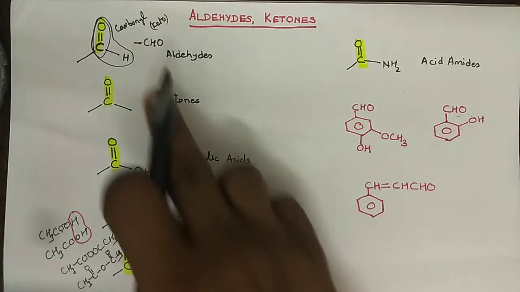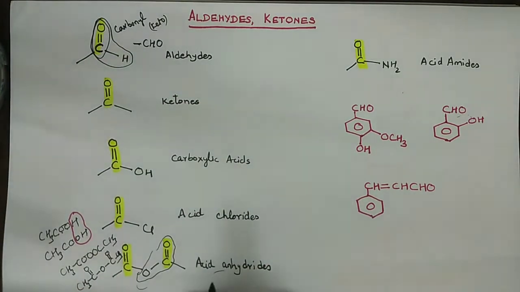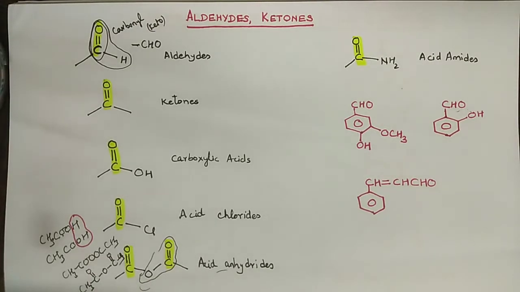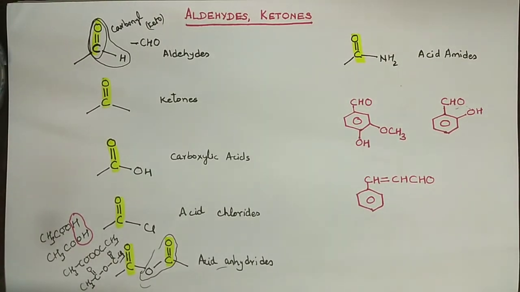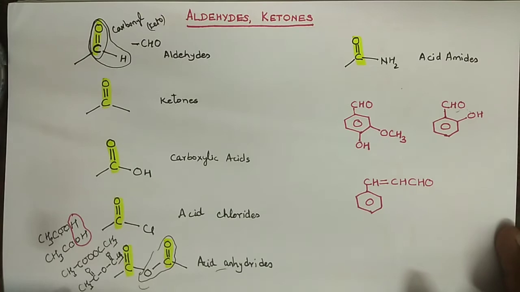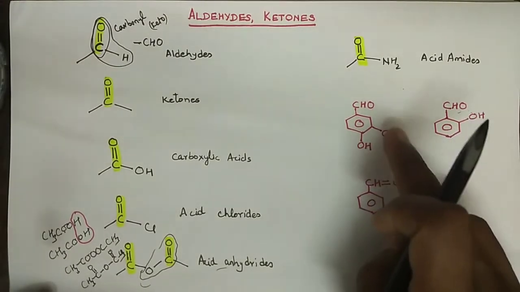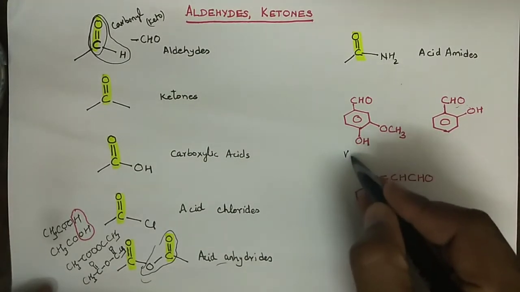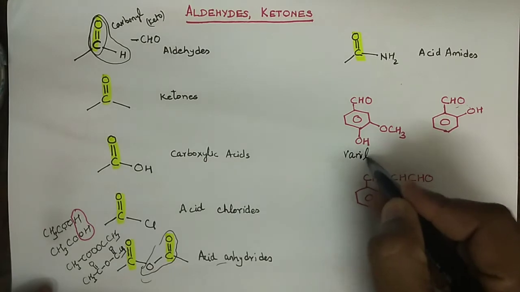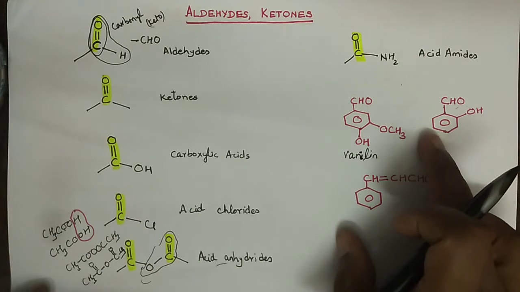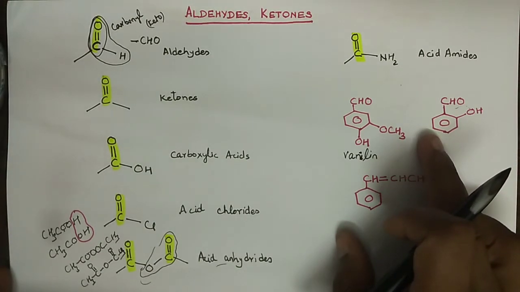So these are the carbonyl groups, and these are the different functional groups that we can have with the help of carbonyl groups. Now we have a very famous and very useful compound that we use in our day-to-day life, and one of them is shown here. This compound is known as vanillin, right? This is used for giving a vanilla flavor.